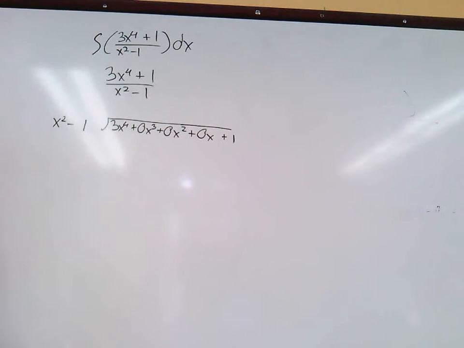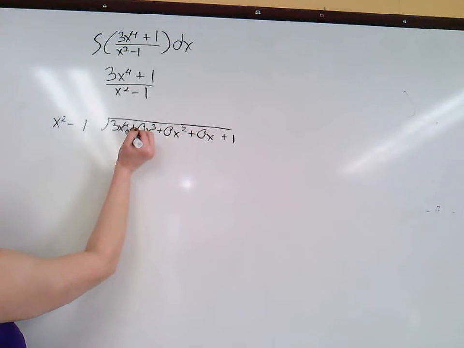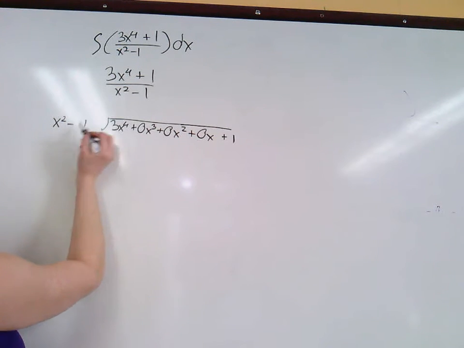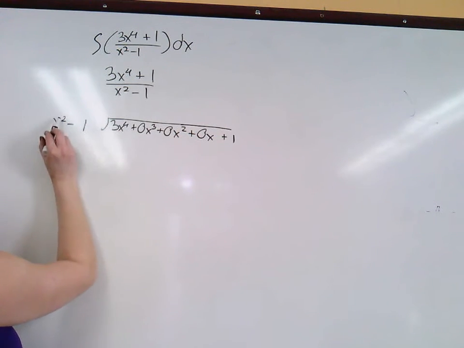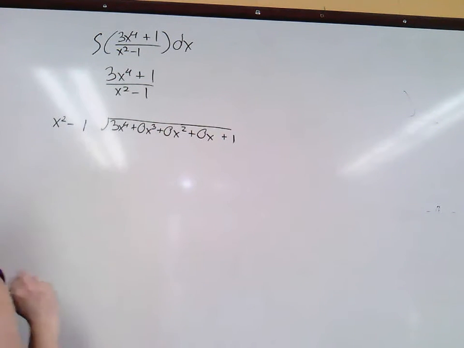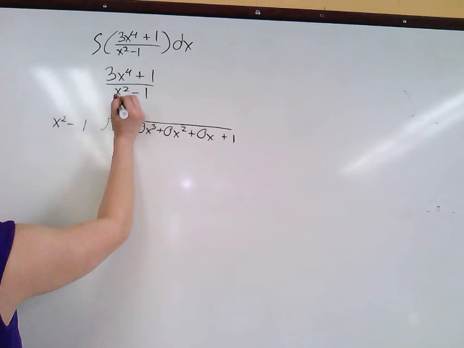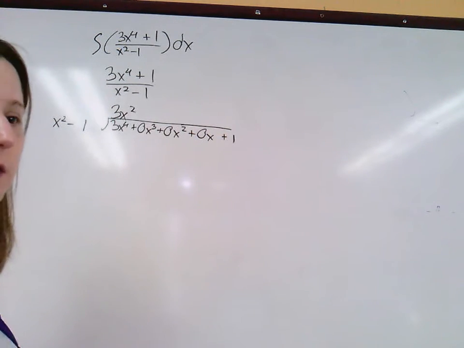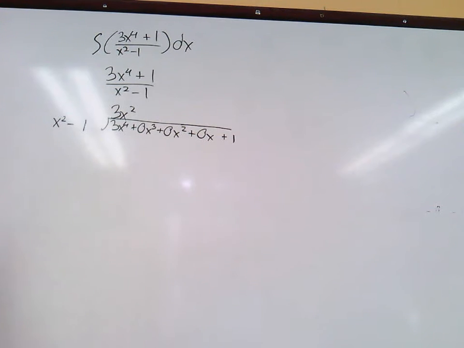Okay? Right? So what you're going to do is 3x to the 4th divided by x squared. You don't care about the 1 right yet. You're just doing this term and this term. So 3x to the 4th divided by x squared is going to be 3x squared. Now you're going to change the sign of that 3x squared to a negative and multiply by x squared minus 1.